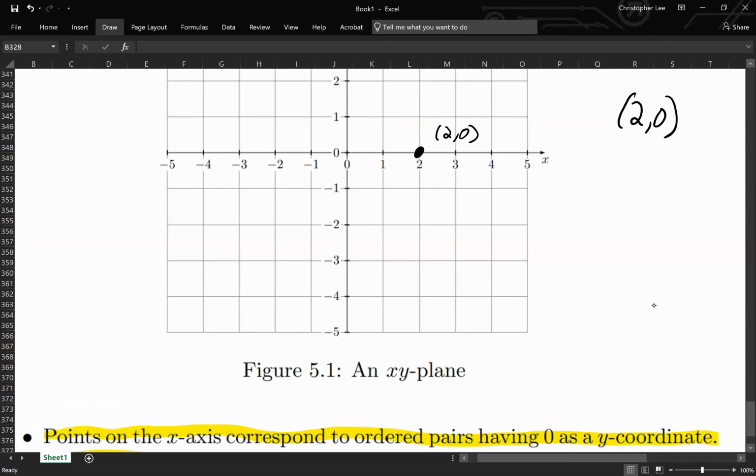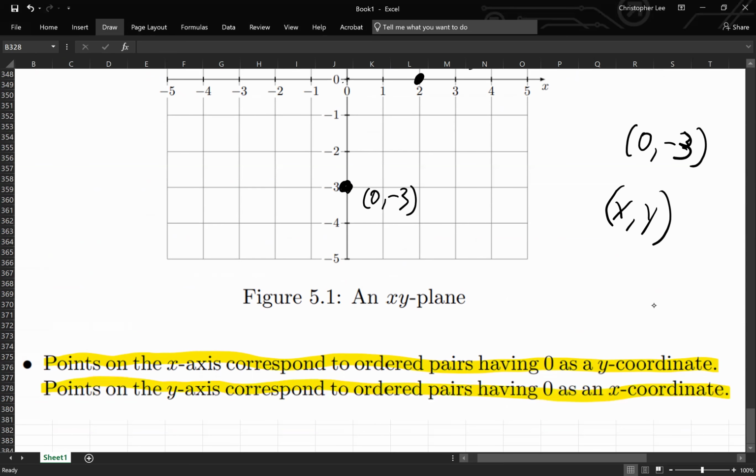Let's say I wanted to plot the point 0 comma negative 3. Well, first I go to where 0 is, the origin in the center, right? And then I go down 3 units. So right here. I'm sorry? The number's negative. Yeah, you go down. X is the first coordinate and Y is the second coordinate, like that. All right? So X is 0.